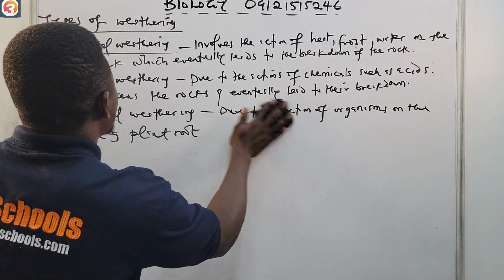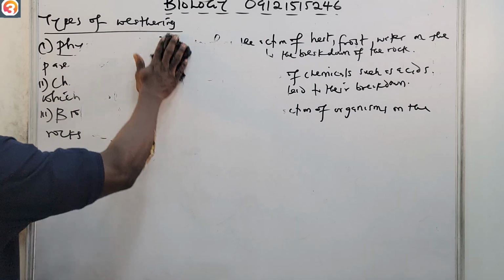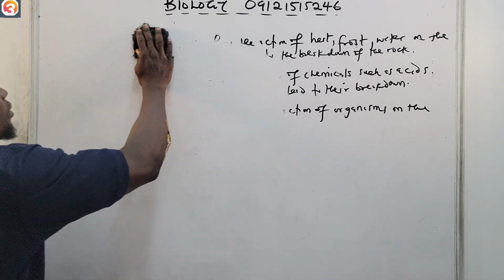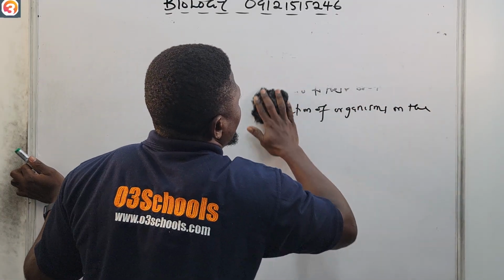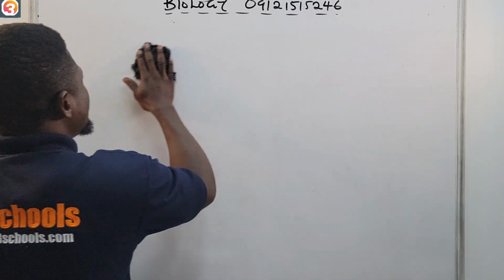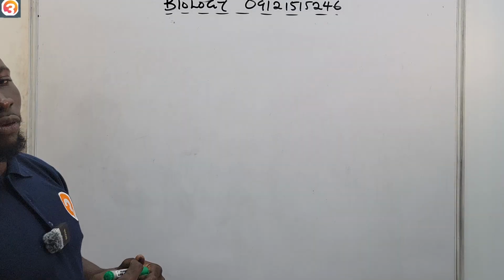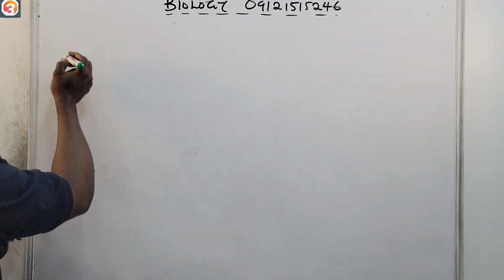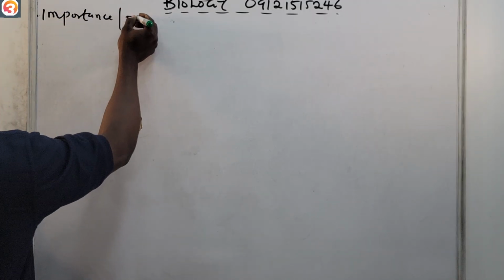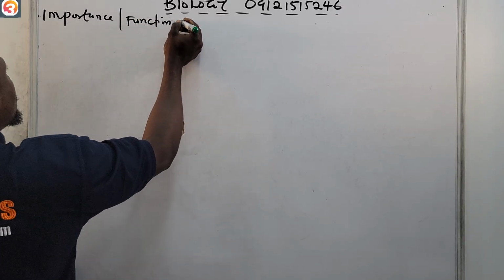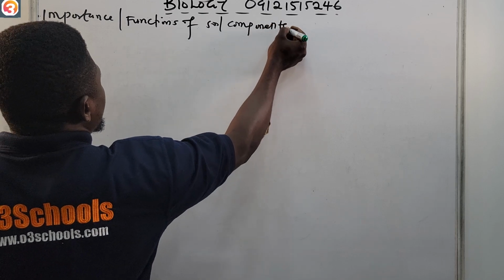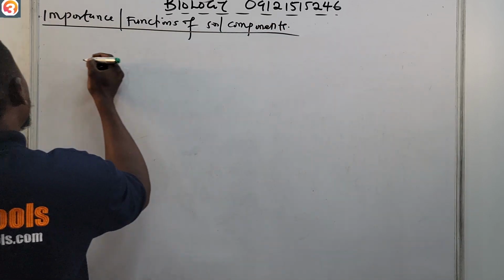And so this will now take us to the importance or functions of soil components. The soil components are air, water, organic matter, and inorganic matter. So let us quickly see the importance or functions of those components. We'll begin with air.